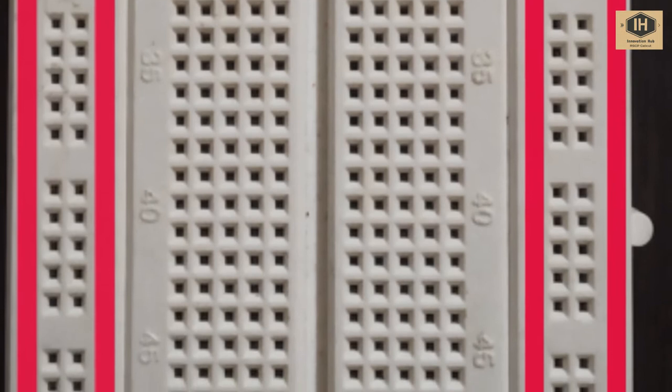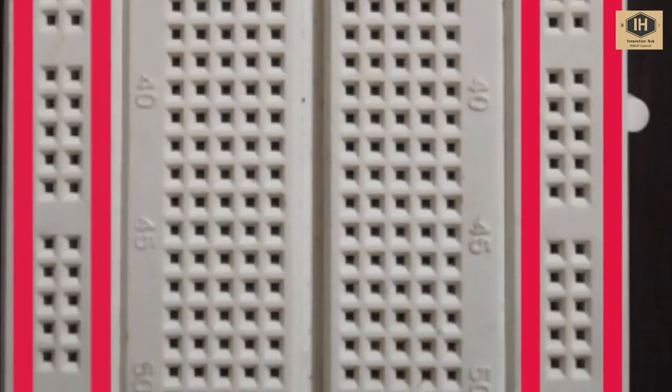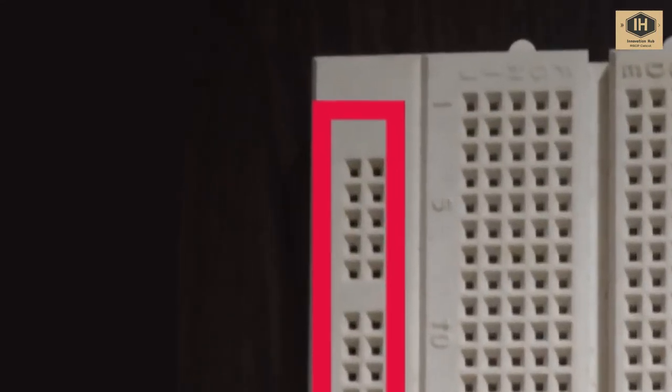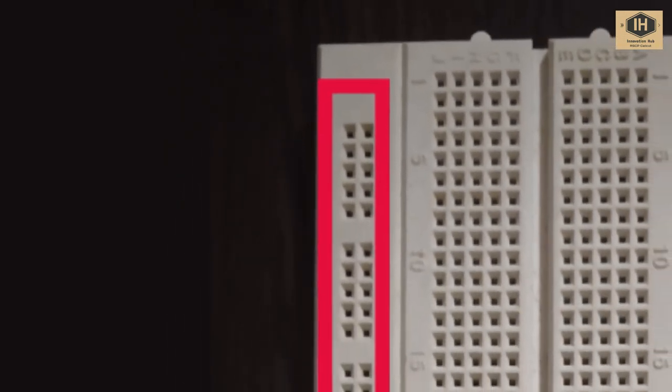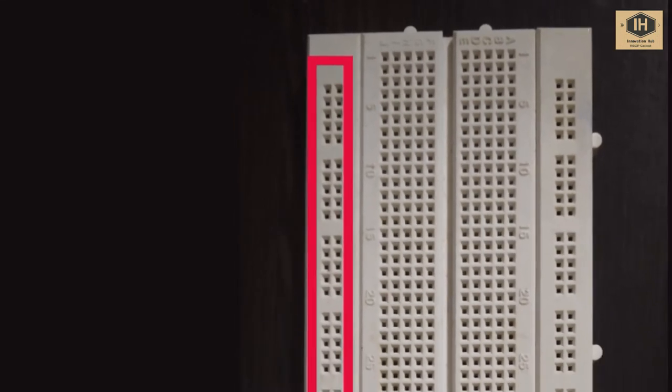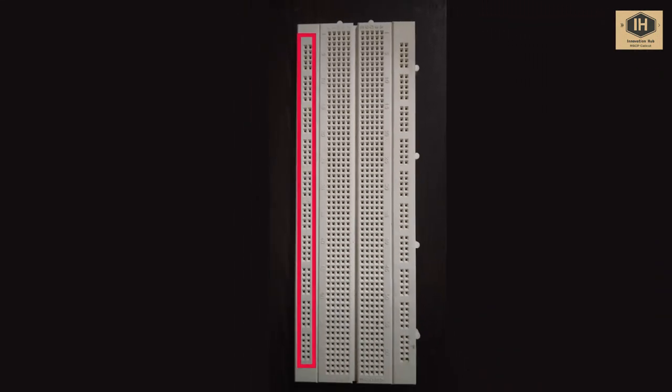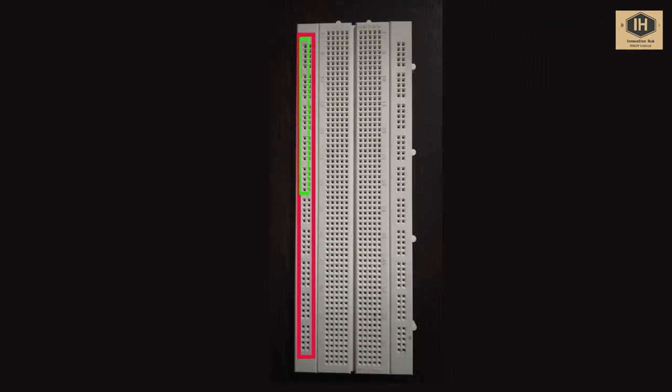Now let's discuss the connections in these columns. You can see five tiny holes forming a cluster, and 10 such clusters of holes are present in each and every column, out of which the first five clusters are connected together. Similarly, the last five clusters are also connected together. The two columns are not connected here.